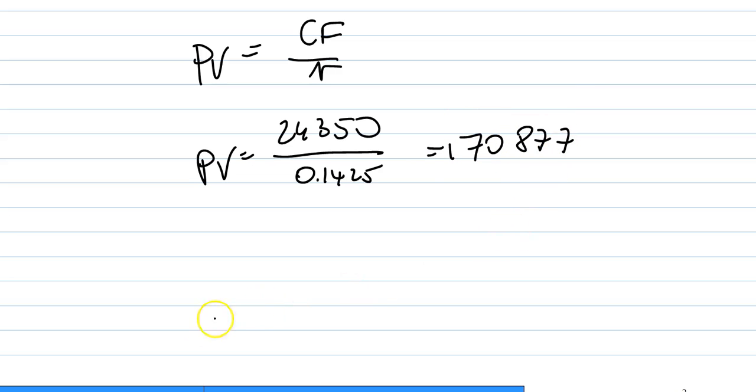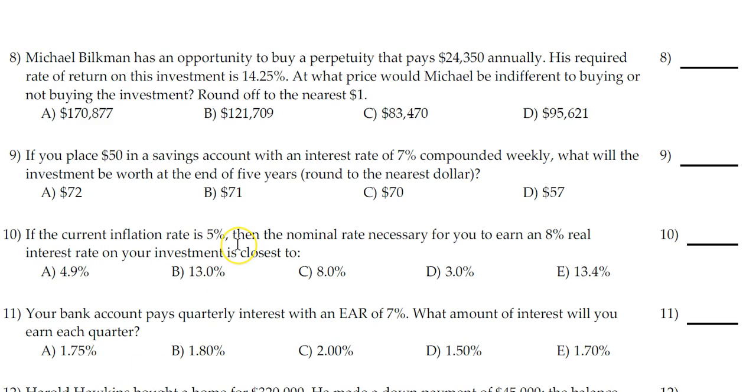The only difficulty is the basic understanding of what we're asked to do. The question, at what price would Michael be indifferent to buying or not buying? This basically means what is the present value of this investment. So if you get a lump sum equal to 170,877, you would be indifferent between taking that sum or buying the investment that pays you $24,350 annually.